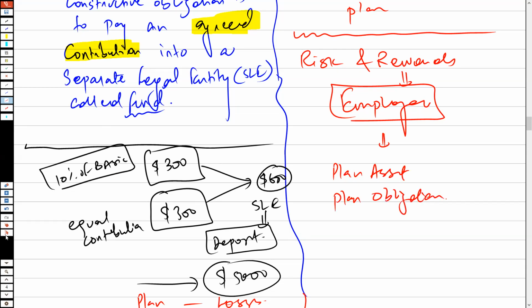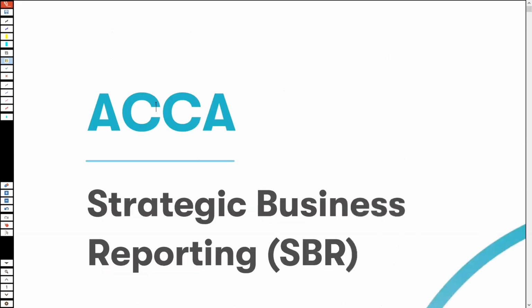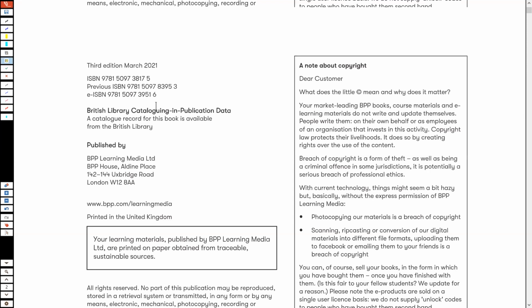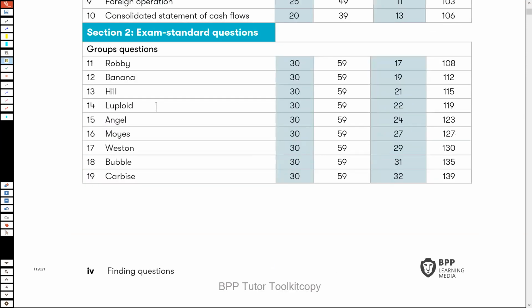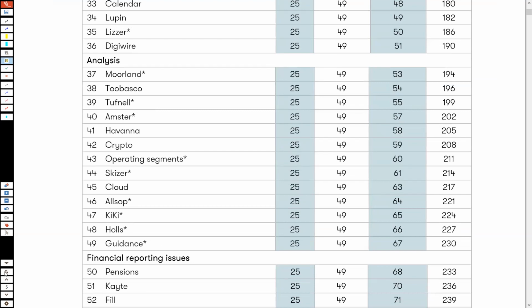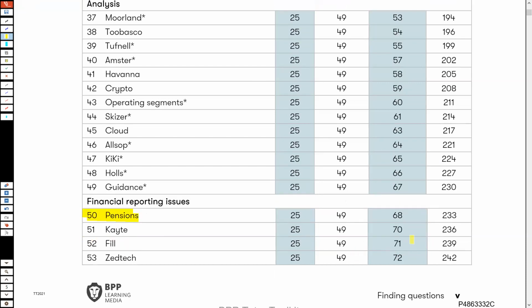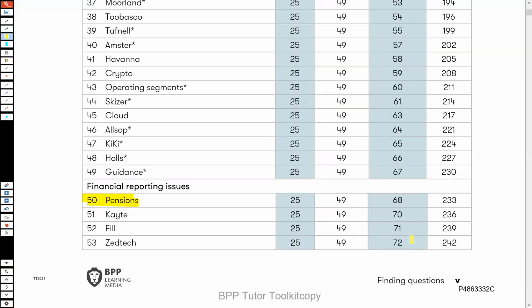Now, how exactly do we go about it? I will start off with one of the questions from the revision kit. I am assuming that you have the BPP revision kit. I'm going on to question number 50 first, and in question number 50, I will take you through how exactly we need to handle this.